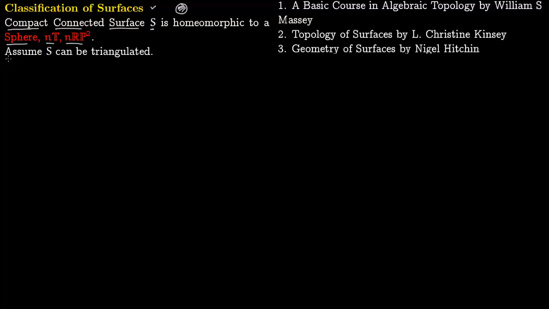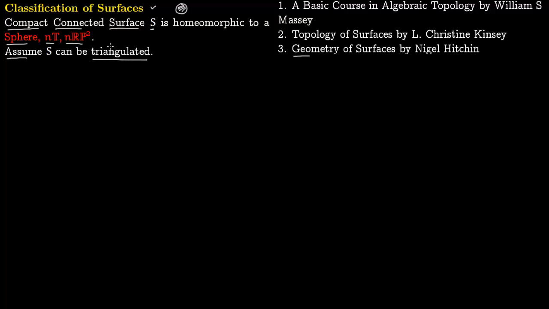Our assumption is that the surface S can be triangulated. There are three references for this proof. The first book is A Basic Course in Algebraic Topology by Massey. The second is Topology of Surfaces by Kinsey, and the third is on the web, Geometry of Surfaces by Nigel Hitchin. You can Google all three of them.